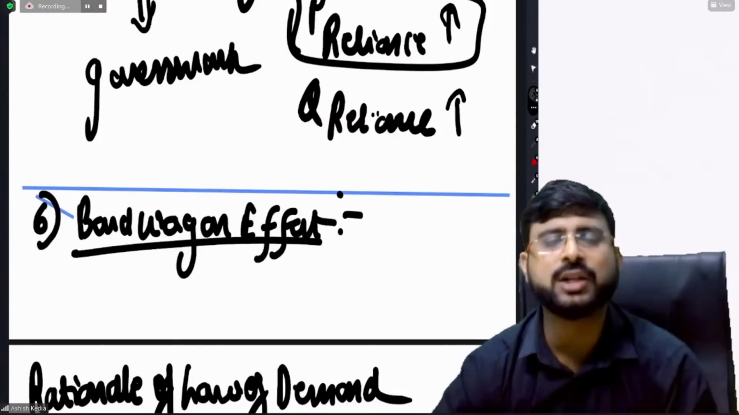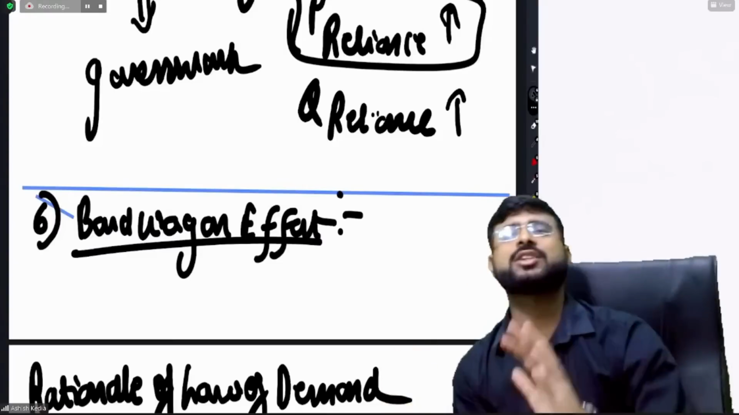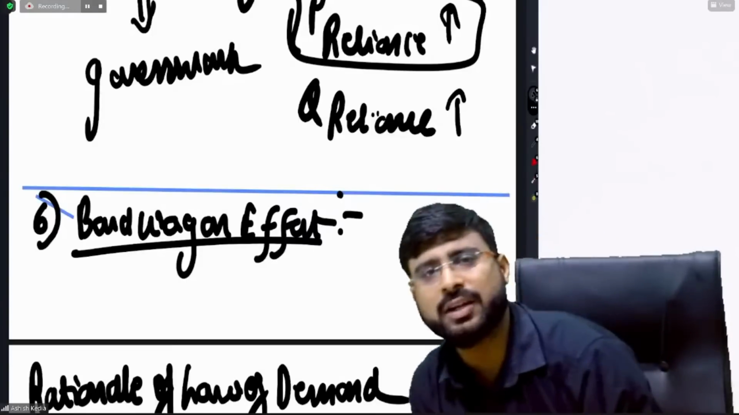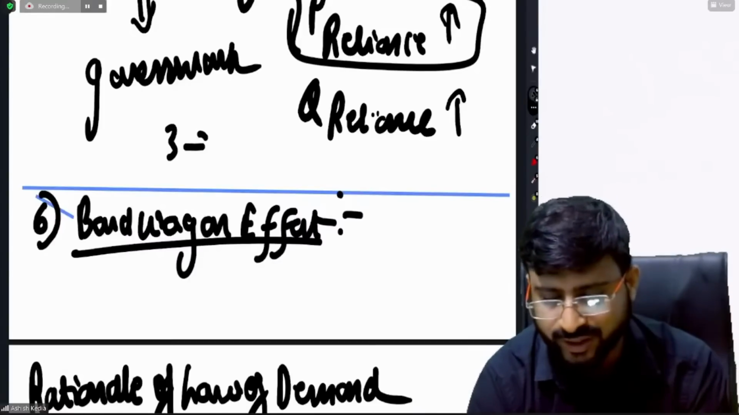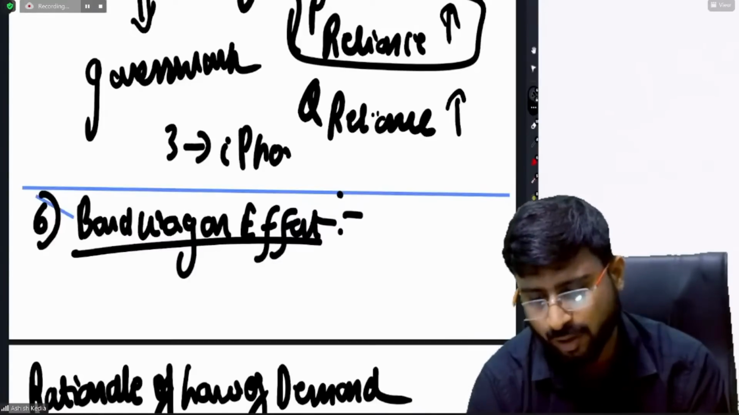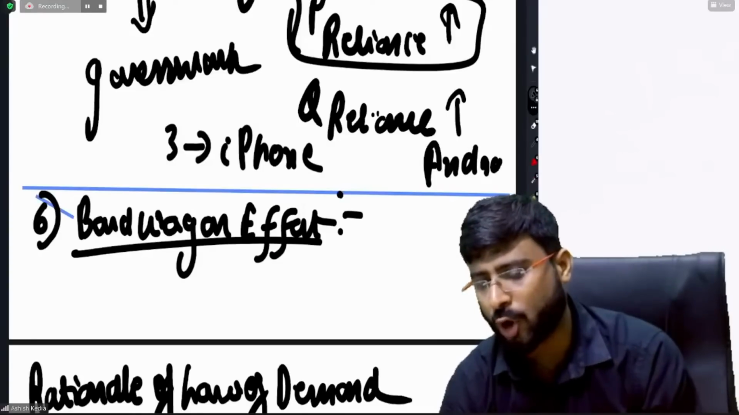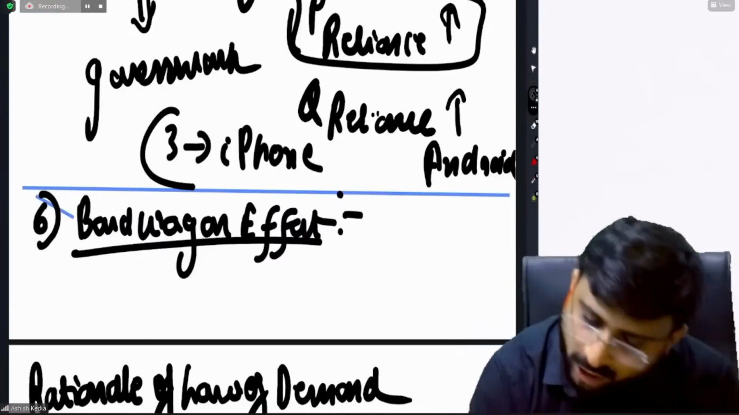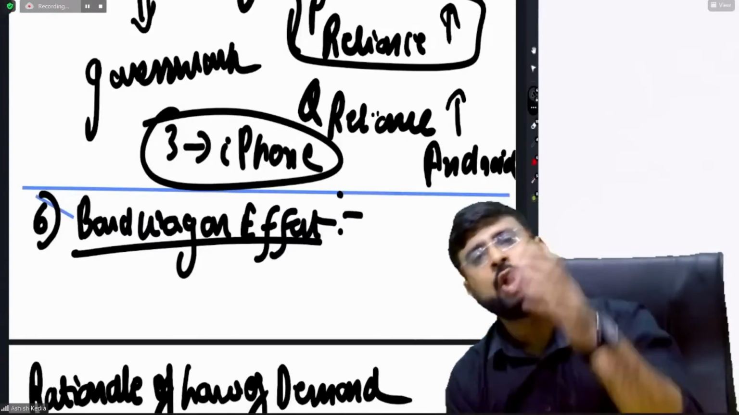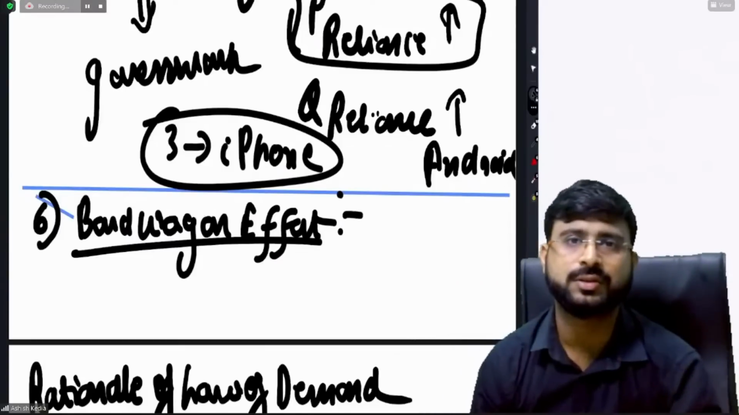When we talk about a product, because everybody has that product, we also want that product. That is bandwagon effect. I will give you an example. Suppose three of your friends have iPhone. You have a regular Android phone. Now your phone also does all the work. Their phone also does all the work. But since your other three friends have iPhone, you also need iPhone. Despite iPhone being more expensive.